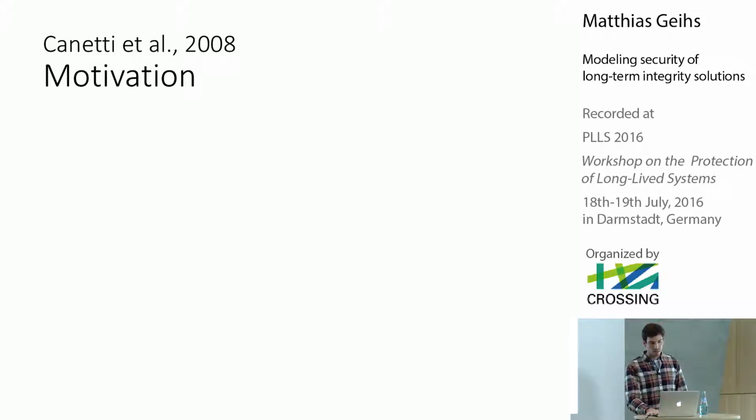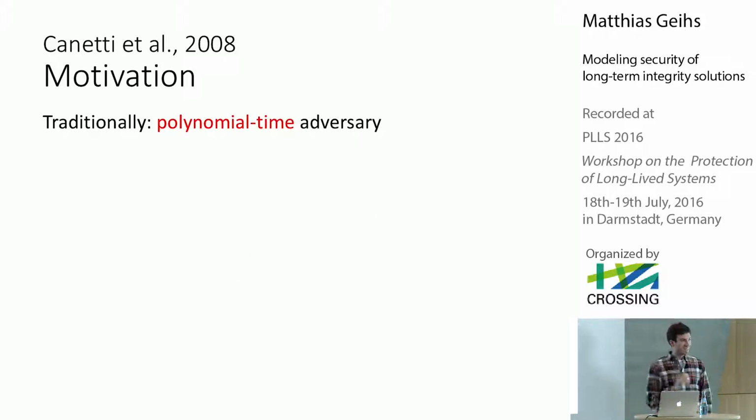So their motivation is as follows. And I hope I presented it correctly. If I'm not correct, then please tell me. But my understanding is as follows. Traditionally in security models, we have a polynomial time adversary. This means there's a fixed security parameter, and the adversary is allowed to do a polynomial number of steps in this security parameter.